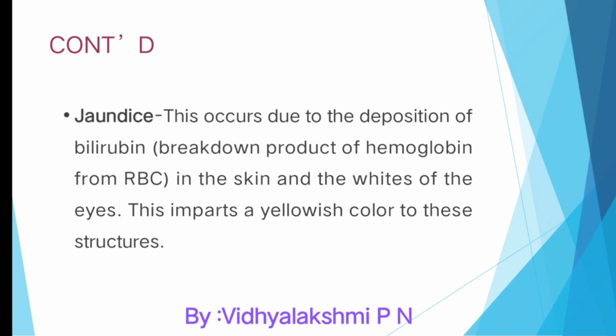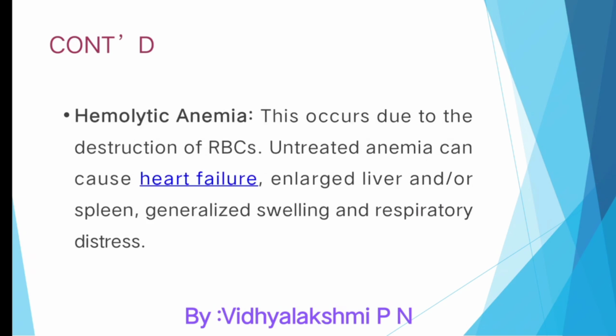Next is jaundice. This occurs due to deposition of bilirubin, a breakdown product of hemoglobin from the RBC, in the skin and the whites of the eyes. This imparts a yellowish color to these structures. That means if we are seeing the babies, the sclera will be yellow in color due to the deposition of the bilirubin.